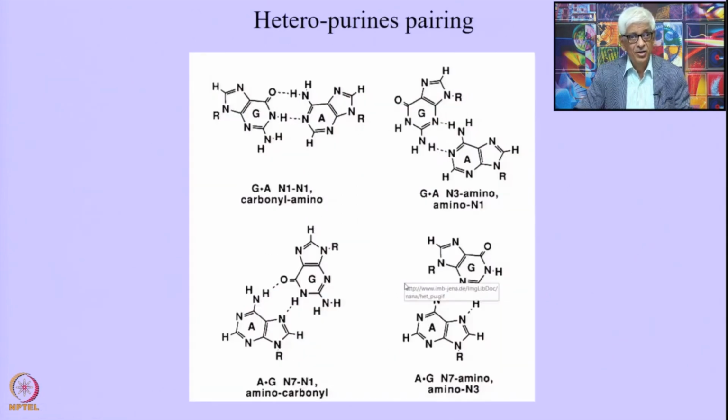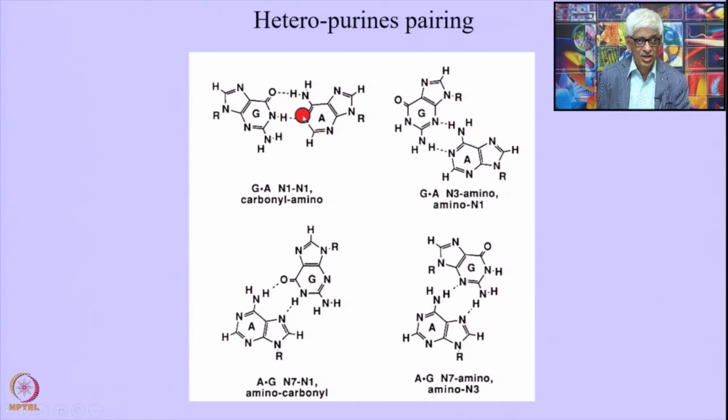Then heteropurine base pairing. So far we looked at AA or GG, but you can also have GA base pairing. So GA base pairing is indicated here, different possibilities of GA pairing here. So the G here you see N1 carbonyl amino. So it is the amino of the A that is hydrogen bonded to the carbonyl of the G, and the amino of G is hydrogen bonded to the nitrogen of A.